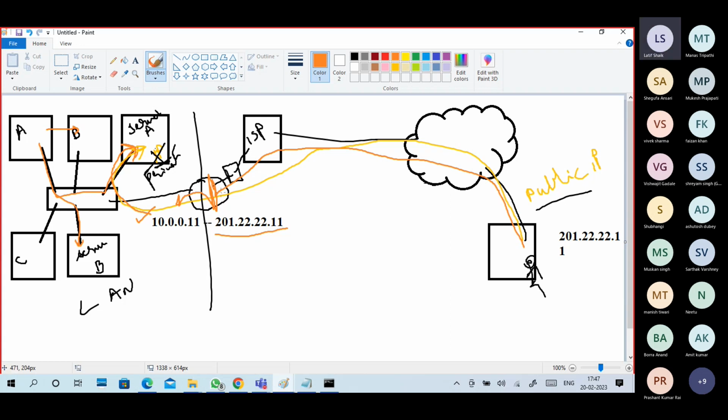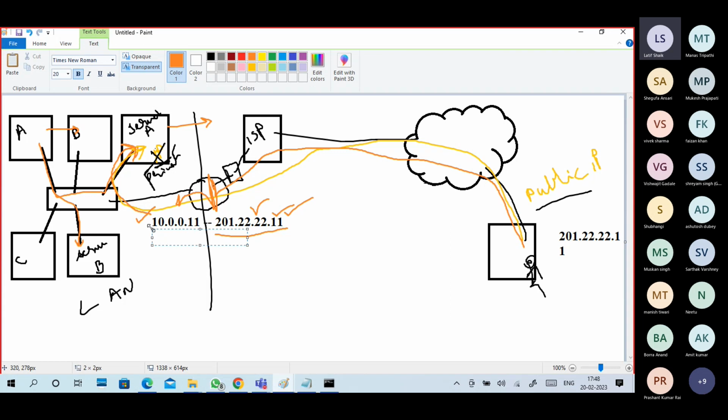So this technique is called NAT, network address translation. It maps your local IP address to a global IP address. So you are communicating outside with this IP address, and others also communicate to you with this IP address only. But inside you have your own private IP. I have server B, and for server B, ABC, BPC, everything.